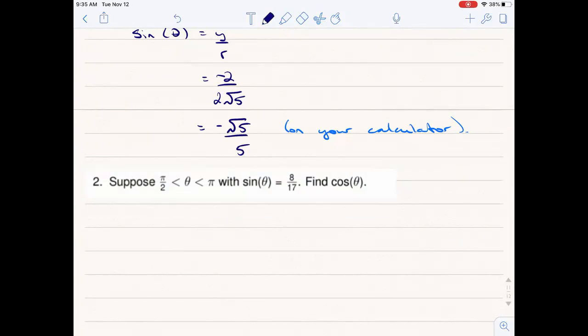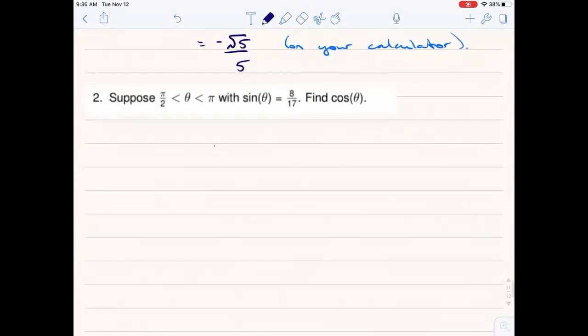Suppose theta is between pi over 2 and pi, with sine theta equal to 8 over 17. Then find cos theta. Okay. So if theta has to be between pi over 2 and pi, you need to know where that is in the circle. That's in quadrant 2.